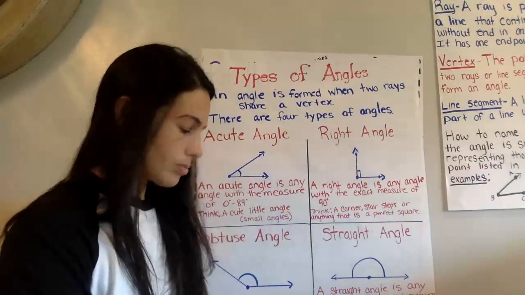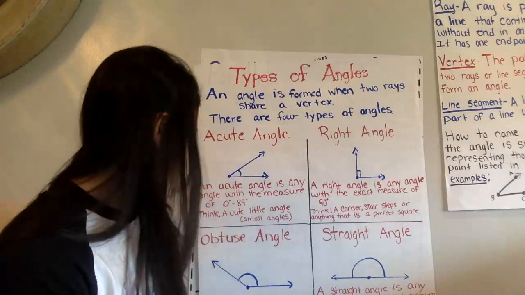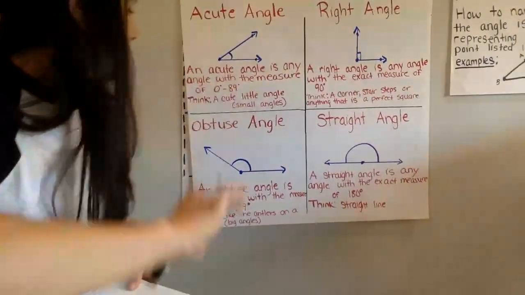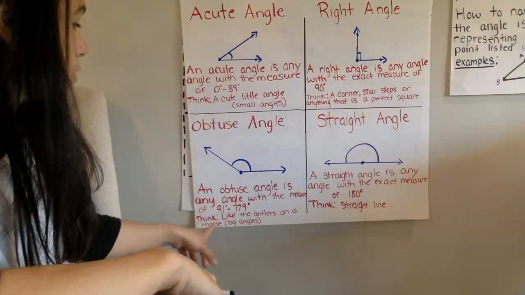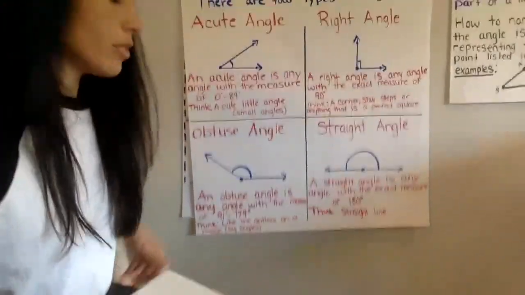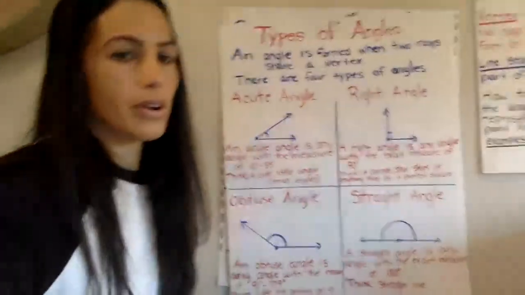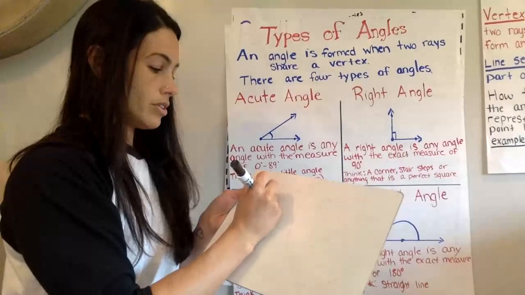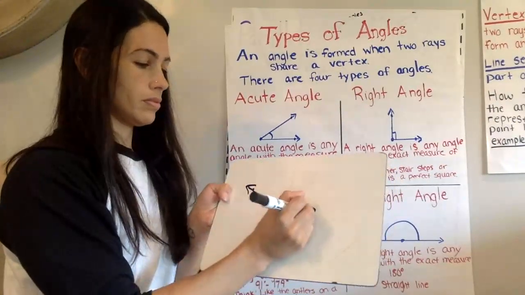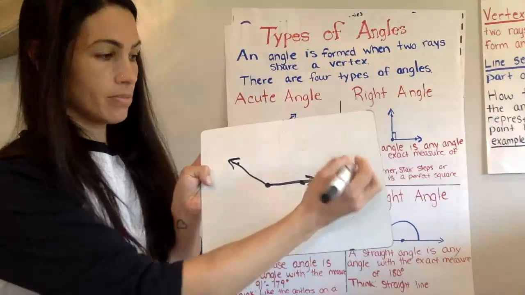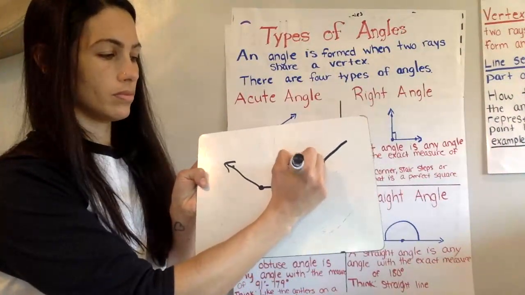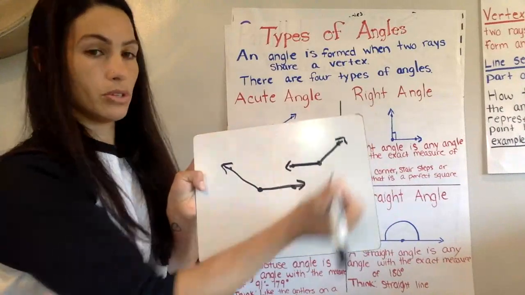Okay? And then we learned obtuse angle. An obtuse angle is any angle with a measure of 91 to 179 degrees. So the two rays are further apart. That's an obtuse angle. That's an obtuse angle.